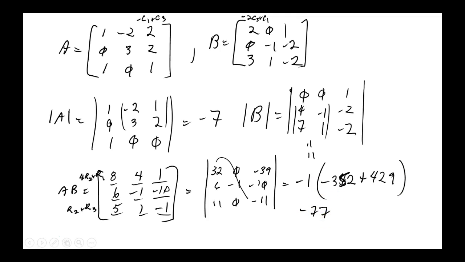Okay, and what do you get when you multiply these two together? Negative 77. So we see that, at least in this example, and I think it's going to hold true, that the determinant of a product of two matrices is the product of the determinants of those two matrices. And that's what we're trying to show.